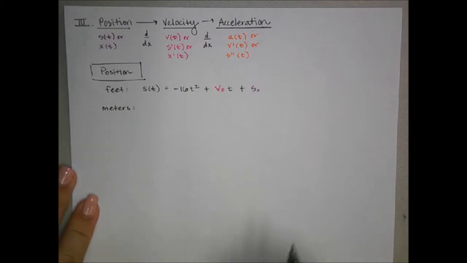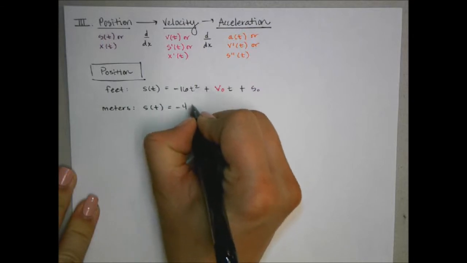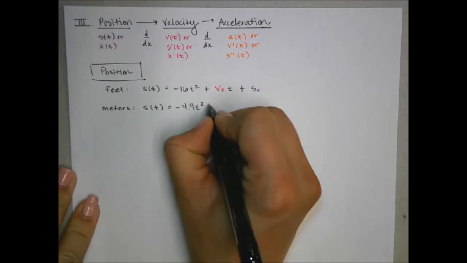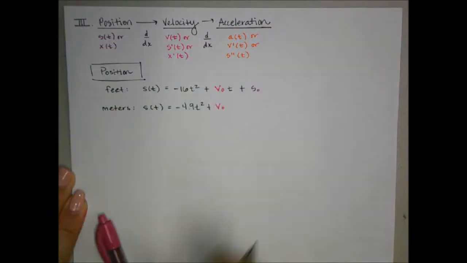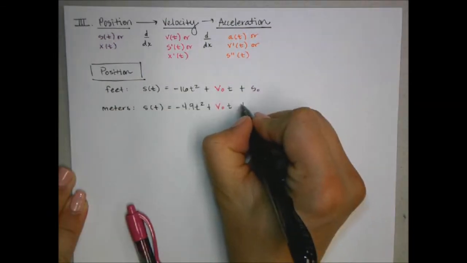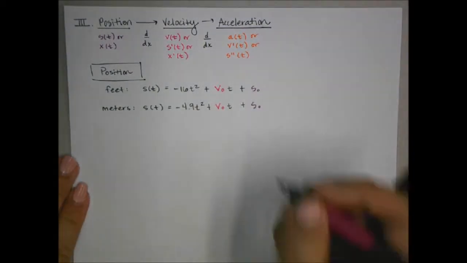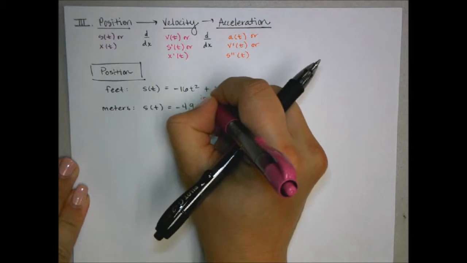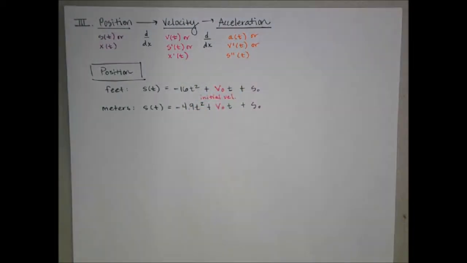If we're measuring in meters, s of t is negative 4.9 t squared plus v naught t plus s naught. Again, this is initial velocity and initial position.